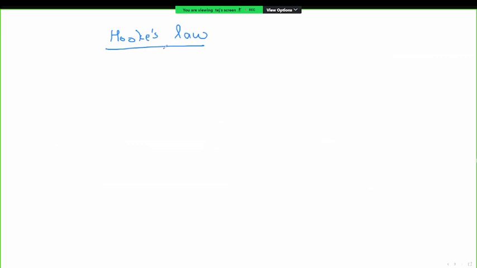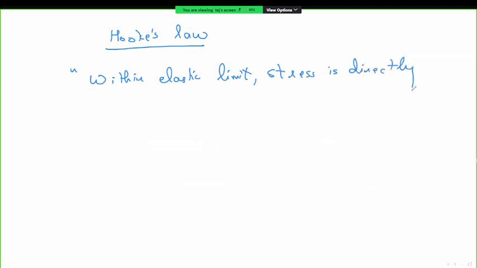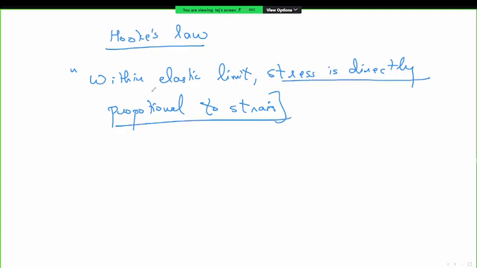It tells us within elastic limit. Now, by chance, if you want to write your own definition, you will get 0 marks. So how do you phrase the definition? You should start off by telling within elastic limits. Within elastic limit, stress is directly proportional to strain. Now, what people will ignore, they'll only write from this part. If you do not write within elastic limit, 100% it is wrong.